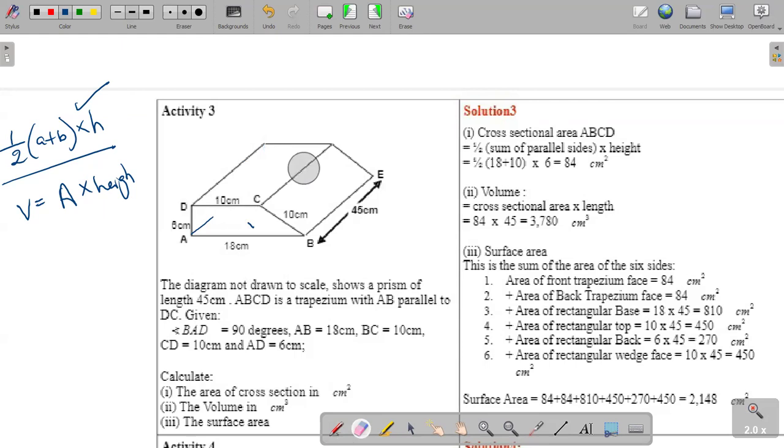Let me just erase this so I can draw the lines better. So I'm going to draw, because this is what I need y'all to make sure y'all see and understand.